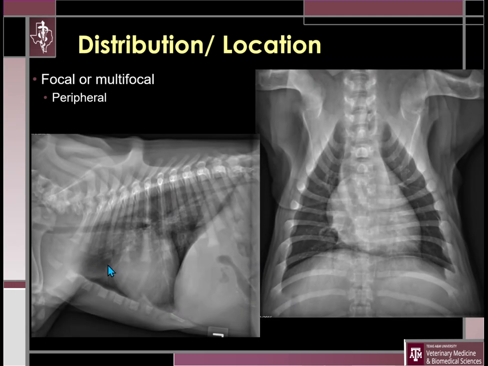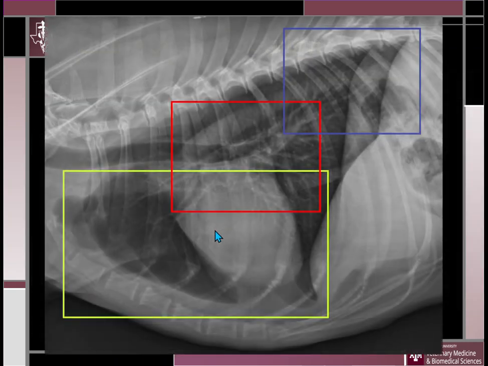There's also a peripheral distribution. So this opacity within the lung is located peripherally. It goes out to the margins or the edge of the lung, but the central part of the lung is more normal. So this is a caudal peripheral distribution, and it's hiding over the diaphragm and over the diaphragm here where we can't see these vessels. But there's increased opacity within the lung.